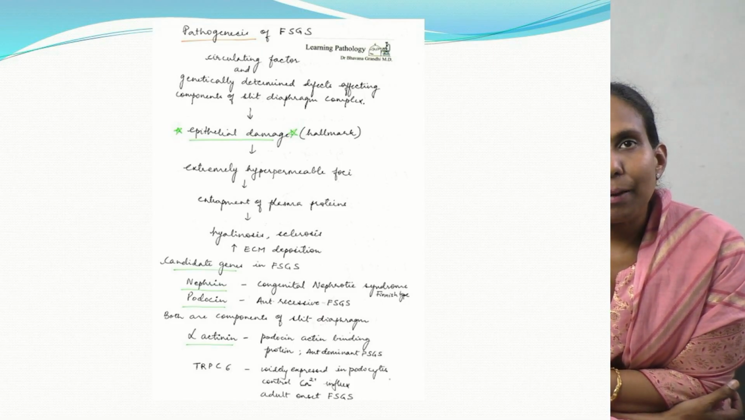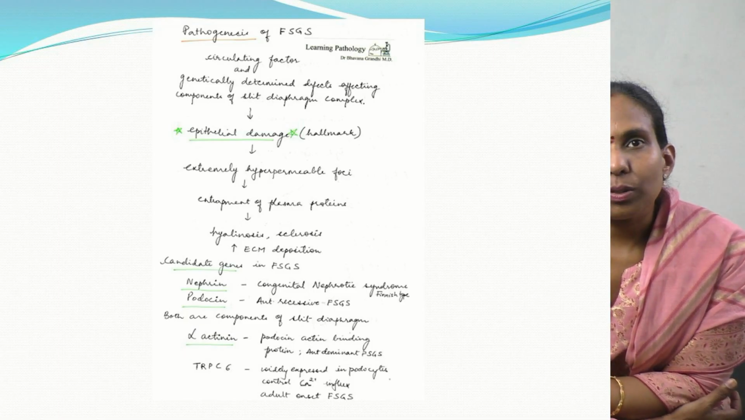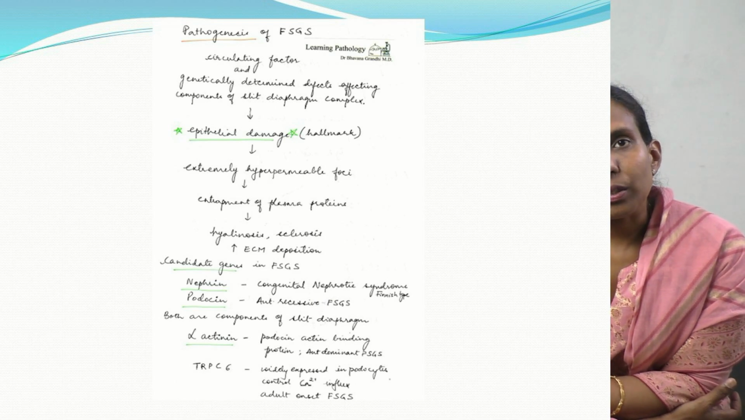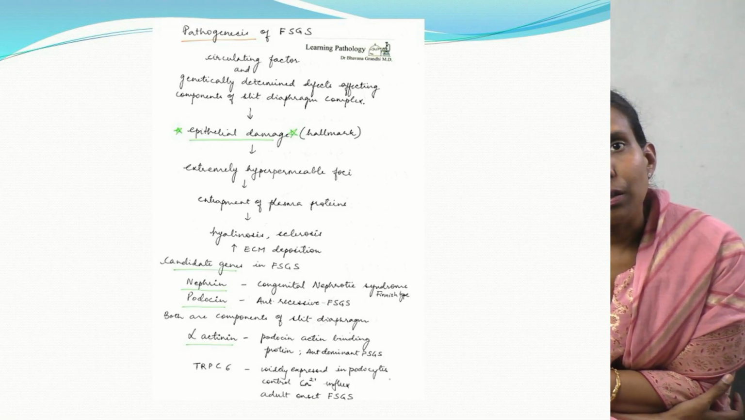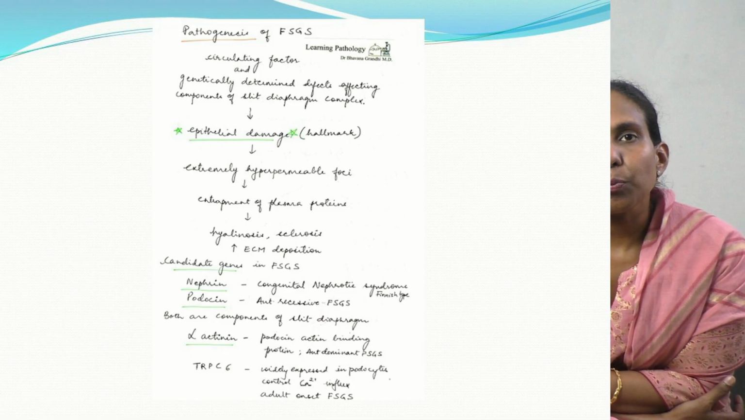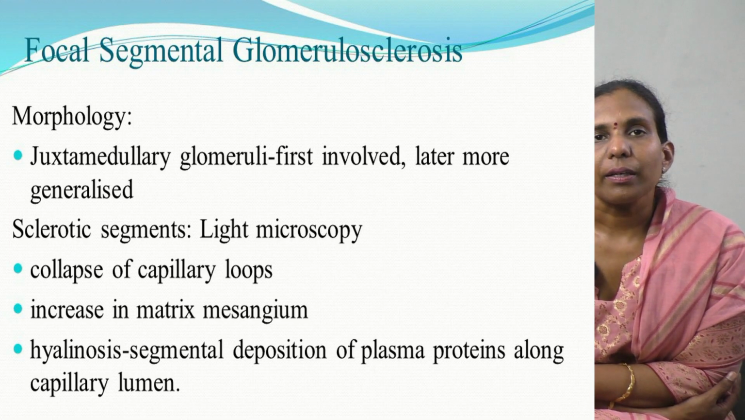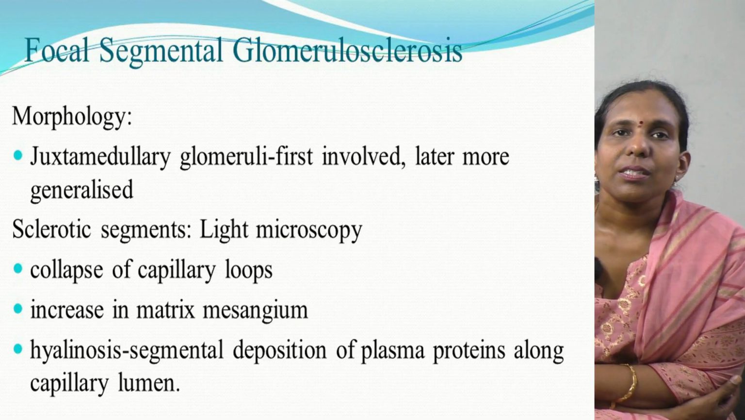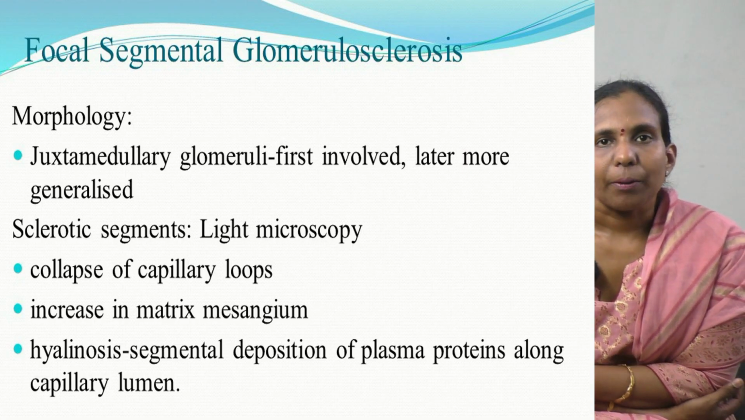There is epithelial damage, which is the hallmark, leading to hyperpermeability. So there is escape of the plasma proteins leading to hyalinosis, and you have secondary causes like mutations of nephrin and podocin. Coming to the morphology, the juxtamedullary glomeruli are affected first, followed by other glomeruli.